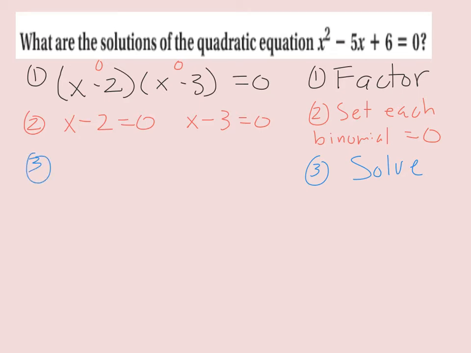So my zeros of this function would be x is equal to 2, because I have to add 2 to both sides for the first one, and x is equal to 3, because I have to add 3 to both sides for the second one. And that would be the solutions to my quadratic equation.